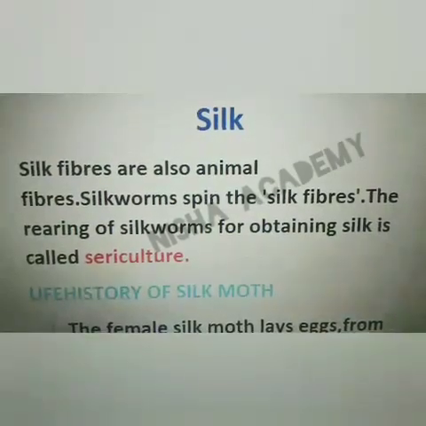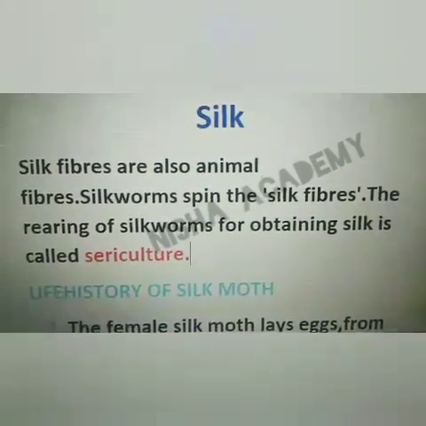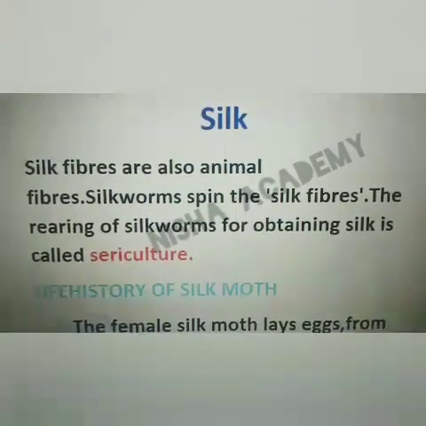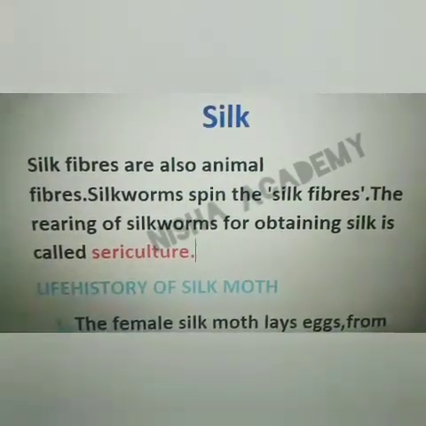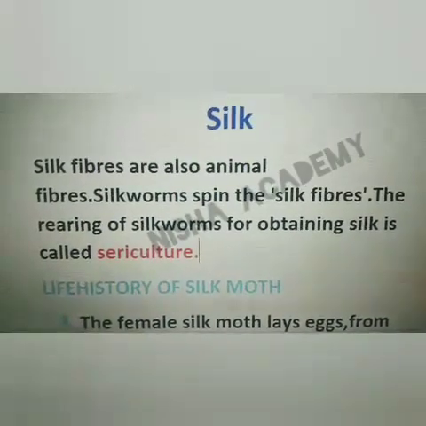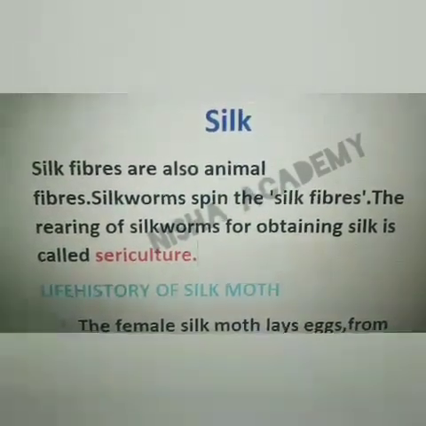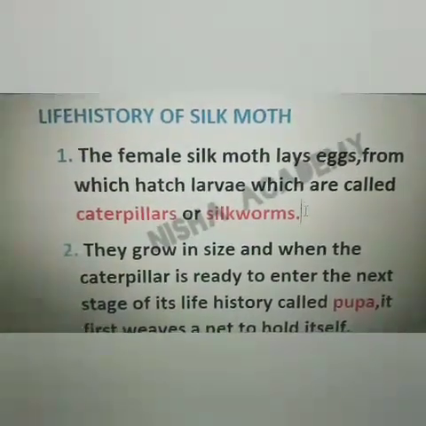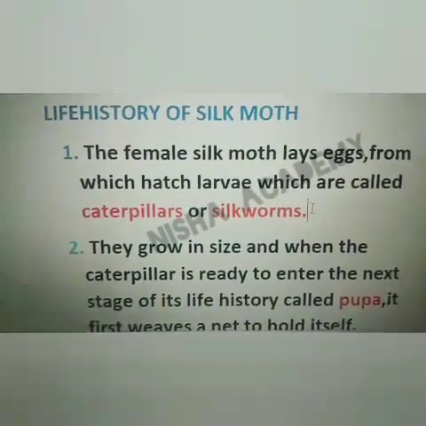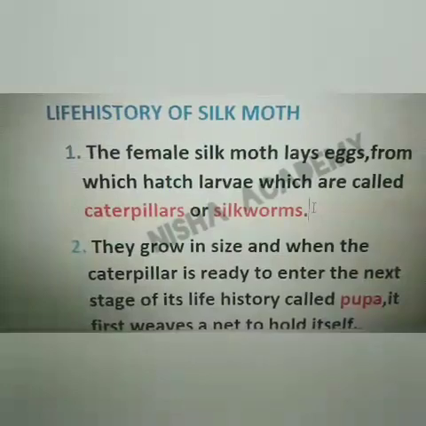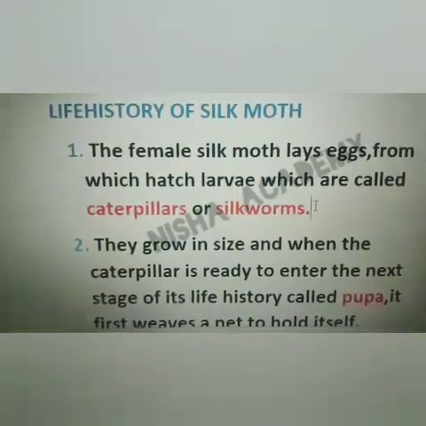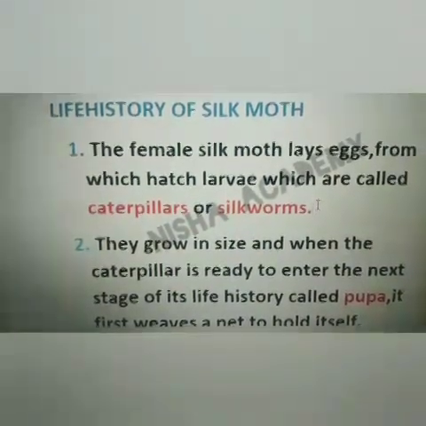As we all know, silk fibers are also animal fibers, and silkworms spin the silk fibers. So the rearing, that is raising silkworms for obtaining silk, is called sericulture. Now let's understand the life history of silk moth step by step. In this process, the adult silk moths, that is male and female, mate and the female silk moth lays a number of eggs from which hatch larvae, that is caterpillars, which are called caterpillars or silkworms.